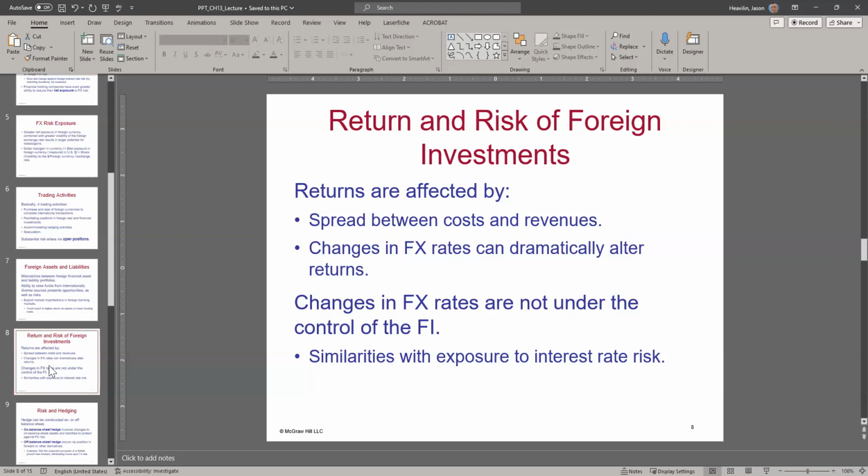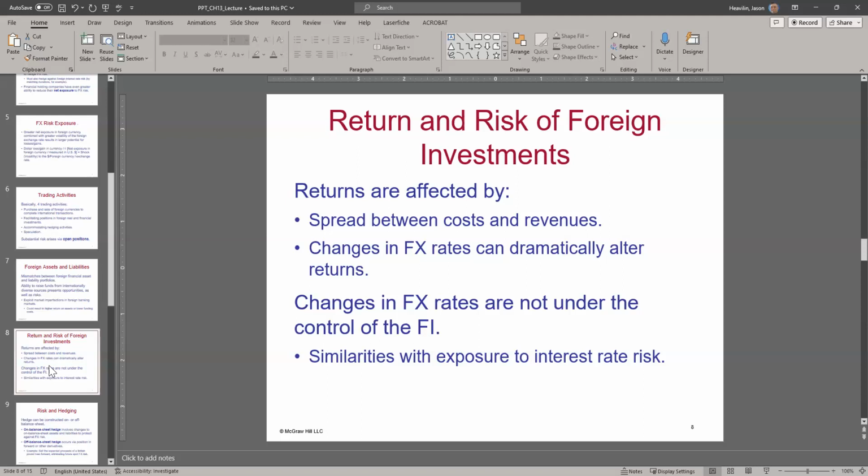So, return and risk of foreign investments. Returns are affected by the spread between costs and revenues. I don't want to use specifically profit margin, but that's something. If you have high revenues but high costs, then your spread is small. So your return is going to be small. But if you have higher revenues and lower costs, then your spread is wider. Your return is going to be greater.